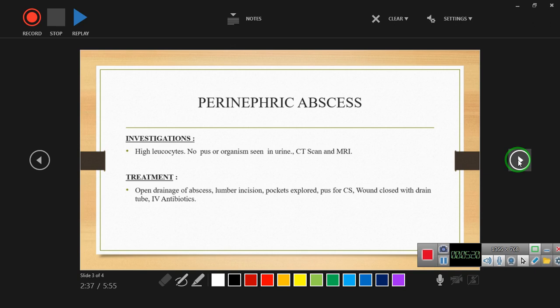Next is the reference. For reference, you have Bailey and Love, Short Textbook of Surgery by Bailey and Love, 26th edition.